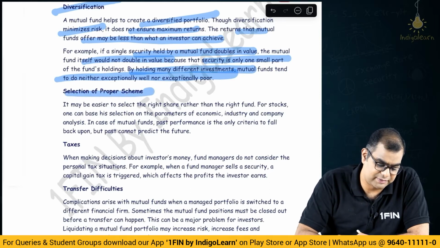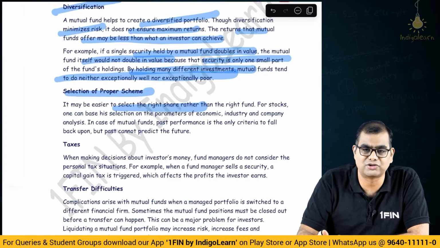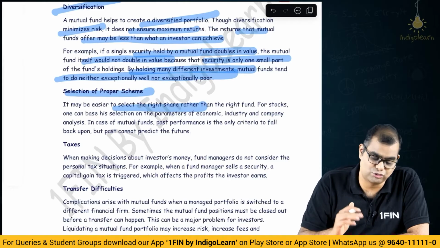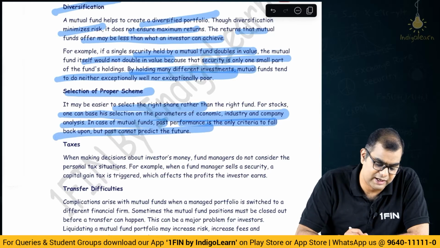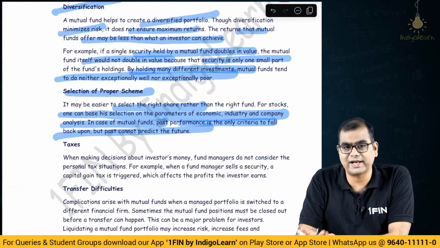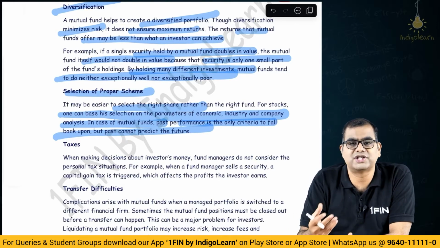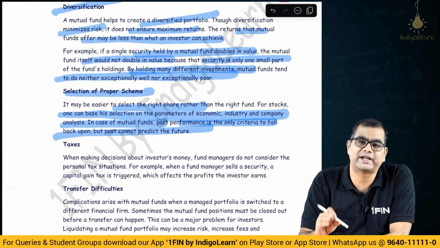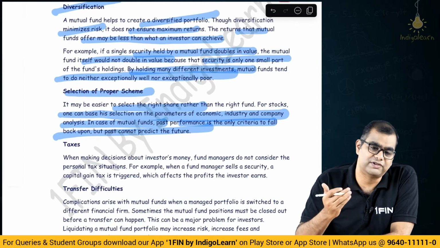Then selection of the proper scheme. It may be easier to select the right share rather than the right fund. There is a huge number of funds and schemes, so it has now become a very, very difficult task to choose a scheme. For stocks, one can base a selection on the parameters of the economy, industry and company. In the case of mutual funds, past performance is the only criterion, which cannot predict the future. In the case of a company, you can actually do an analysis of the company, but in the case of a mutual fund, you can't, because the mutual fund's investment composition changes, and only the past performance and the fund manager are the two criteria available for you to take a decision on investing in a mutual fund.